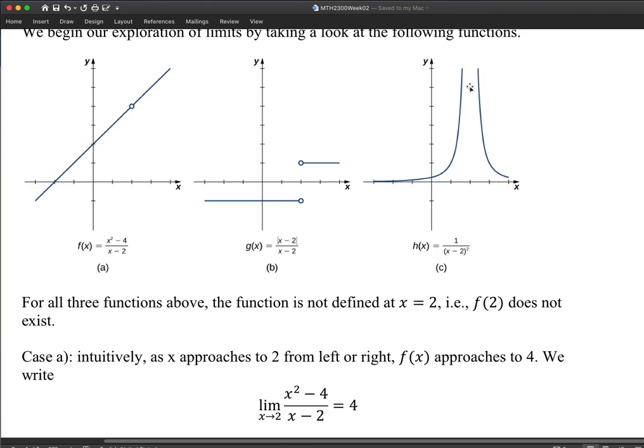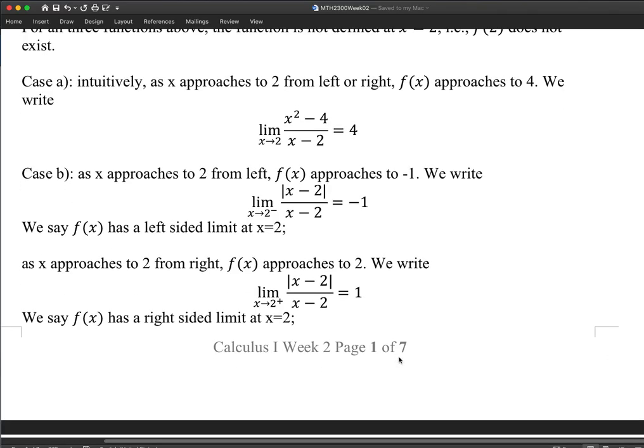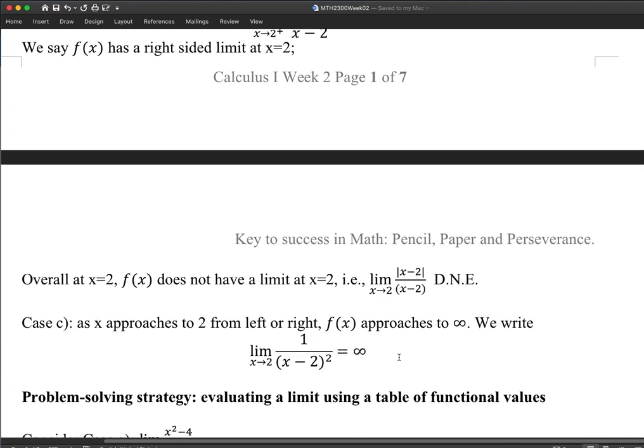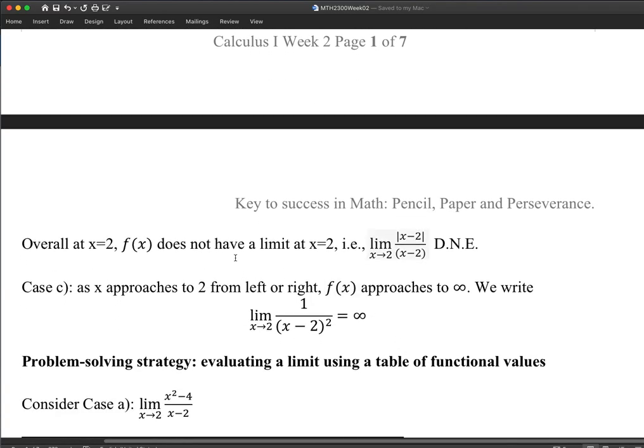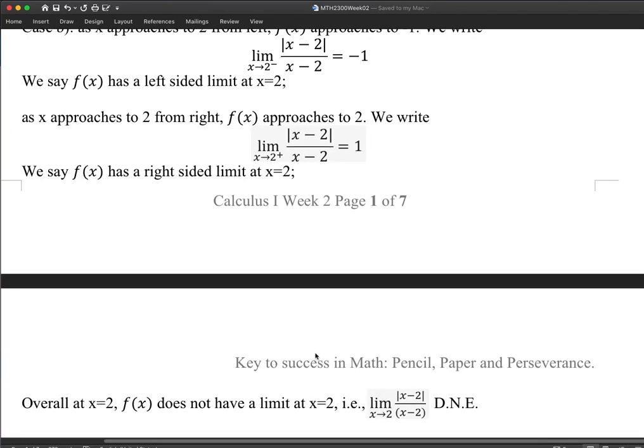the graph is going up, right? Which means the function value is getting bigger and bigger. And mathematically, we say it is approaching infinity. So for the third part of the graph, this is what I wrote here. As x approaches 2 from left, actually from right, the same situation.